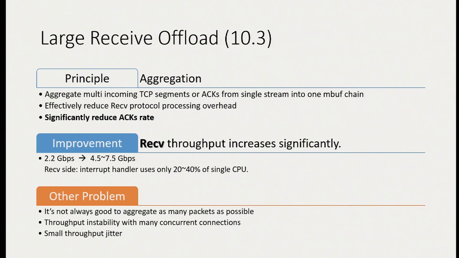When we were testing the LRO, we also found some issues with it. The first one is that it's not always good to aggregate as many packets as possible. The second one is we found some throughput instability when we have really a lot of TCP connections, and we also found some small throughput jitter, some sudden temporary performance drops, and I will detail them in my later slides.